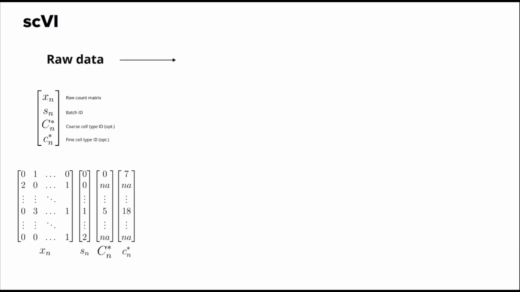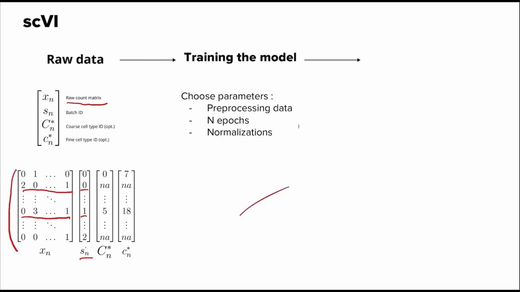The pipeline is that the raw input data is here, the raw count matrix that is represented here. And it's also conditioned on the batch ID matrix. So for example, here, this cell is from batch 0, whereas this cell is from batch 1. You will give all of this as input to scVI and then train the model, choosing parameters such as the number of epochs or the different normalizations, or how you pre-process the data.